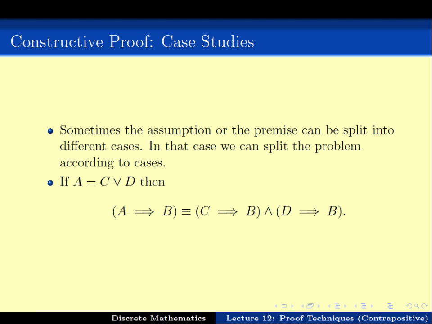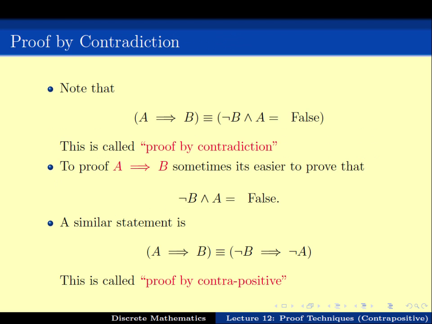Now, in the last couple of videos we have been looking at the proof by contradiction. The idea is that to prove A implies B, it is sometimes easier to prove not B and A implies false. So in other words, if you have to prove A implies B, instead of looking at A implies B, one can look at not B and A and prove that they get a contradiction.